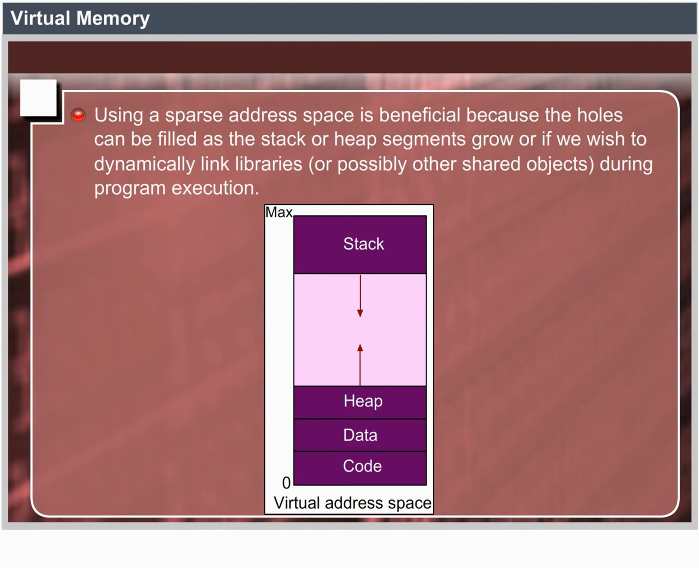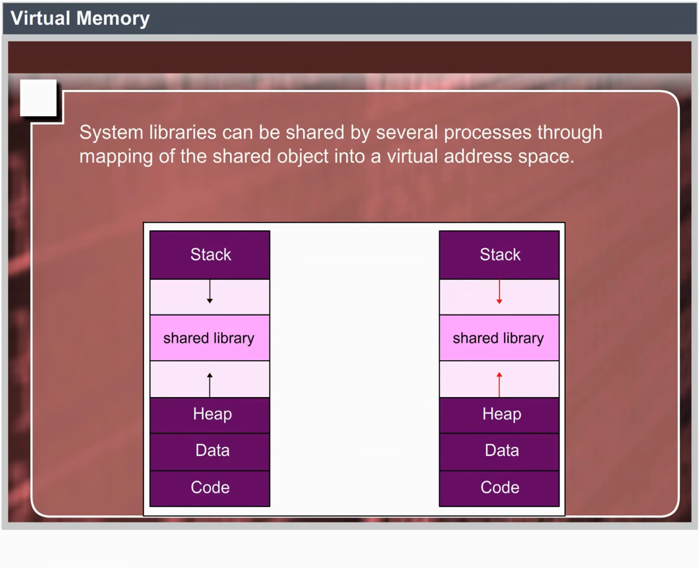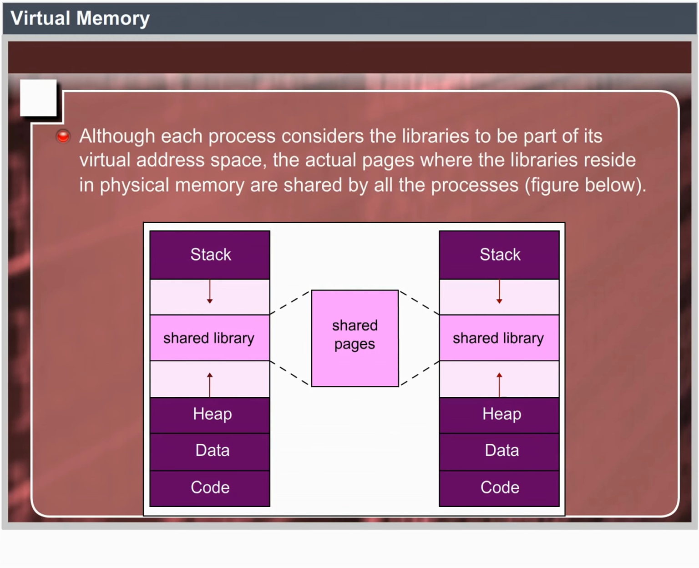In addition to separating logical memory from physical memory, virtual memory allows files and memory to be shared by two or more processes through page sharing. This leads to the following benefits. System libraries can be shared by several processes through mapping of the shared object into a virtual address space. Although each process considers the libraries to be part of its virtual address space, the actual pages where the libraries reside in physical memory are shared by all the processes, figure below. Typically, a library is mapped read-only into the space of each process that is linked with it.